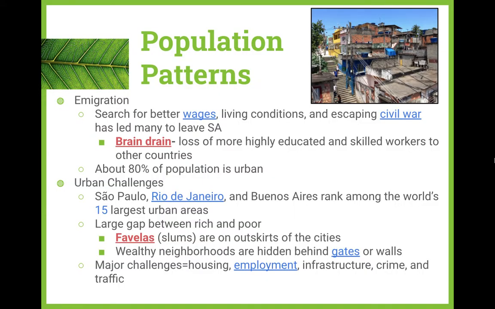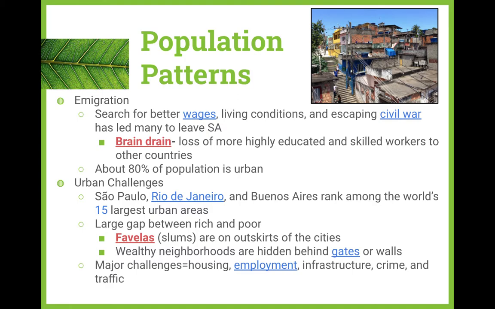Okay, so emigration. There's a search for better wages, living conditions, and escaping civil war that has led many people to actually leave South America. And so they've experienced what's called a brain drain. So a brain drain is a loss of the more highly educated and skilled workers to other countries.